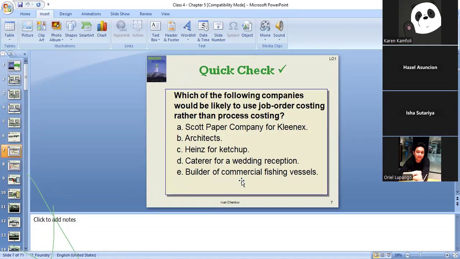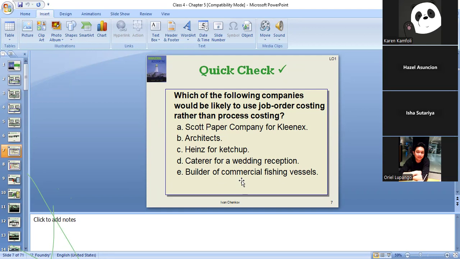So let's do a quick check very quickly. Which of the following companies most likely will use job order costing compared to process costing? Let's see the first one. The first one is Scott Paper Company, which produces Kleenex. Which costing are they going to use, job costing or process costing? Let's think about it.